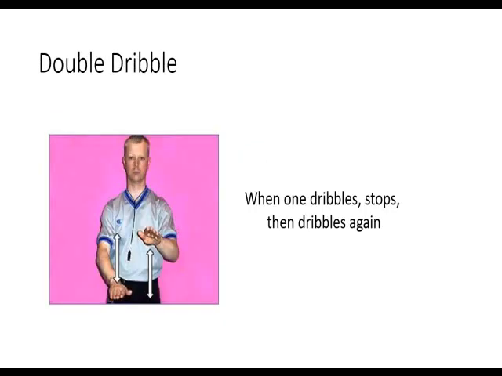Double dribble is when a person dribbles a basketball, stops dribbling, and then dribbles again, hence double dribble. It is a violation and it is a turnover.